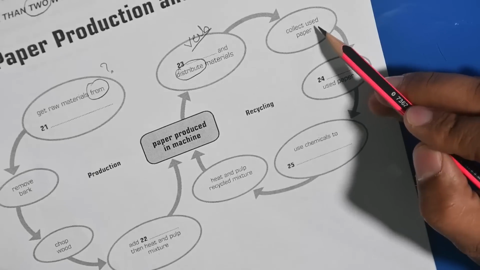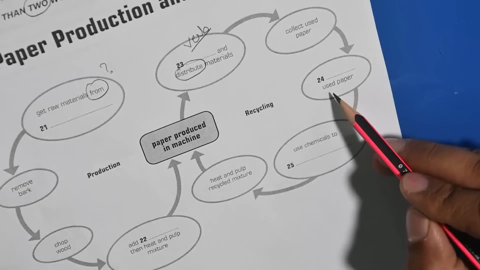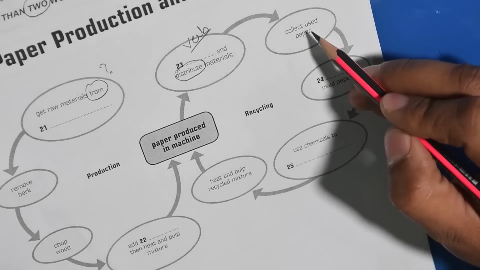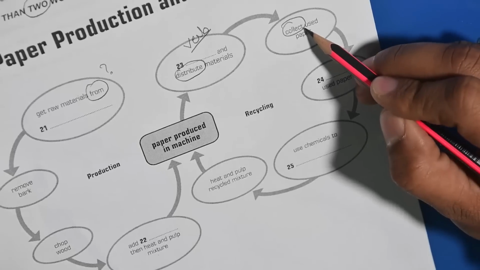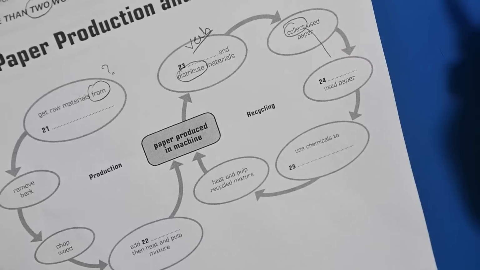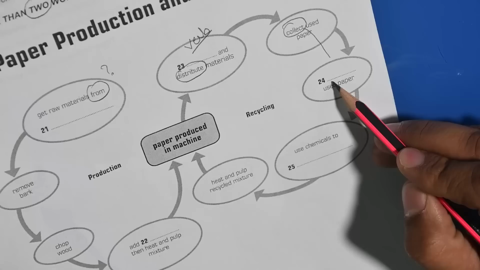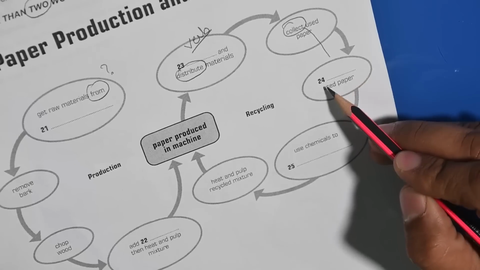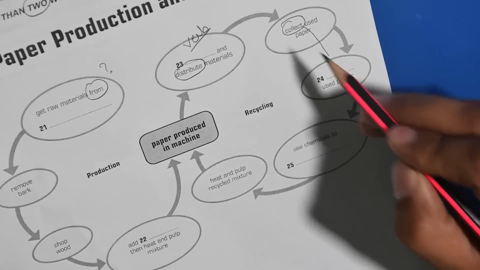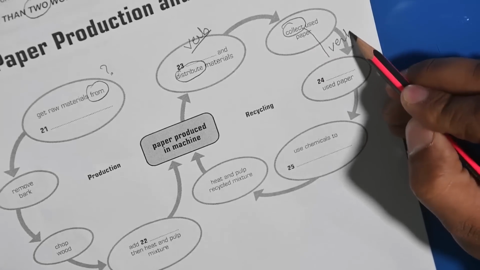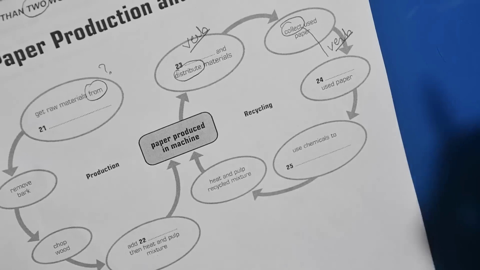Next we've got collect used papers and dash used papers. Now here they collect used paper. This is a very good hint. So it means it's again going to be imperative form here. Collect used paper, then here throw used paper, or crush used paper, or send used paper. It's going to be a verb over here, and verb in imperative form.